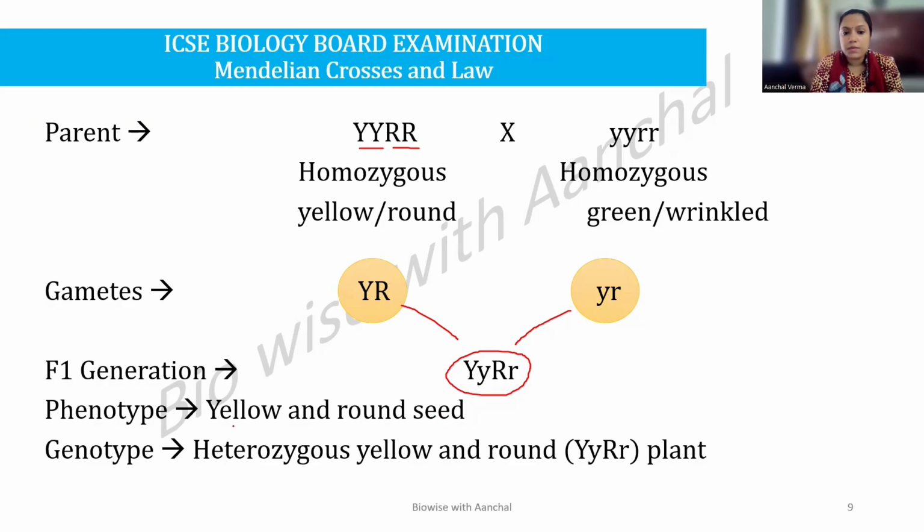Here you can see the phenotype of the F1 generation is yellow and round, and the genotype will be heterozygous yellow and round. Heterozygous, this is the genotype, the genetic content. So you have to mention the alphabets when the genotype is asked, and also mention whether this is homozygous or heterozygous. So heterozygous, homozygous becomes the answer for the genotype when it is asked. But for the phenotype, you have to write the physical appearance. So yellow and round is the right answer.